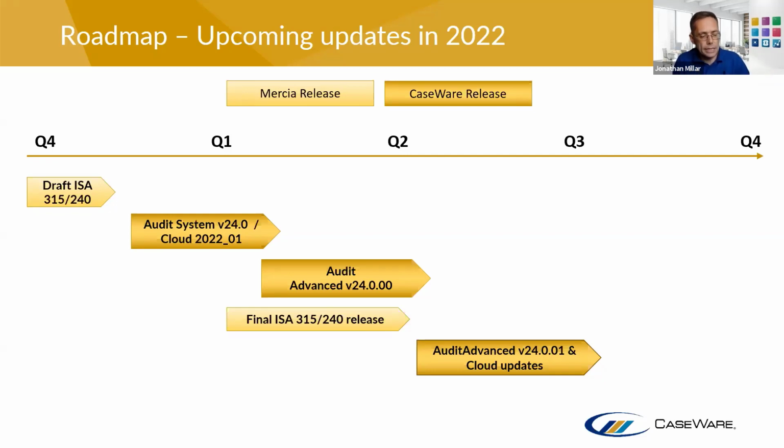We will release an update version, Audit 24, so that you can start rolling forward into Audit 24 around April time for this next year. So that will just contain the same content that's coming out in January. And then we will be processing the ISA 315 content.